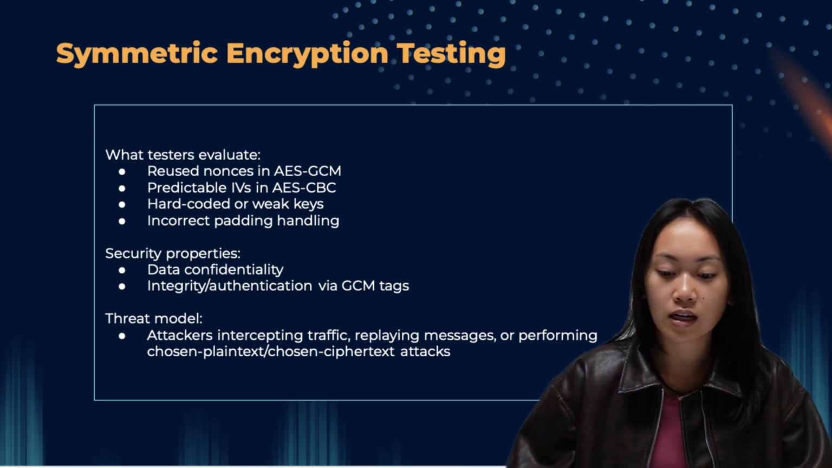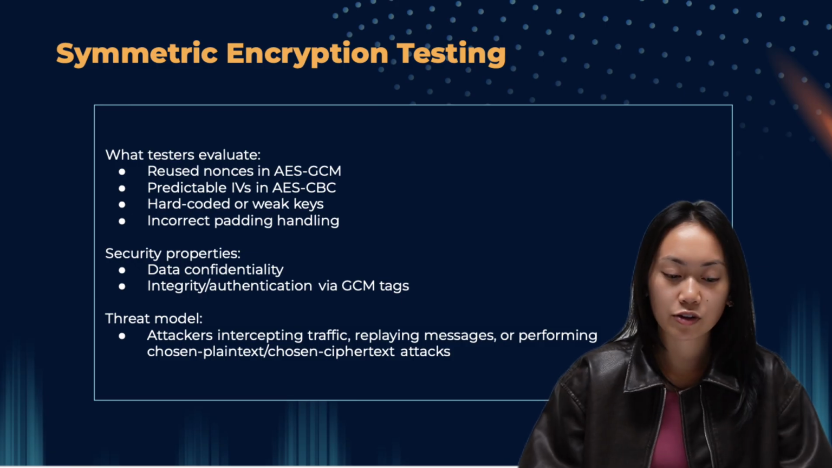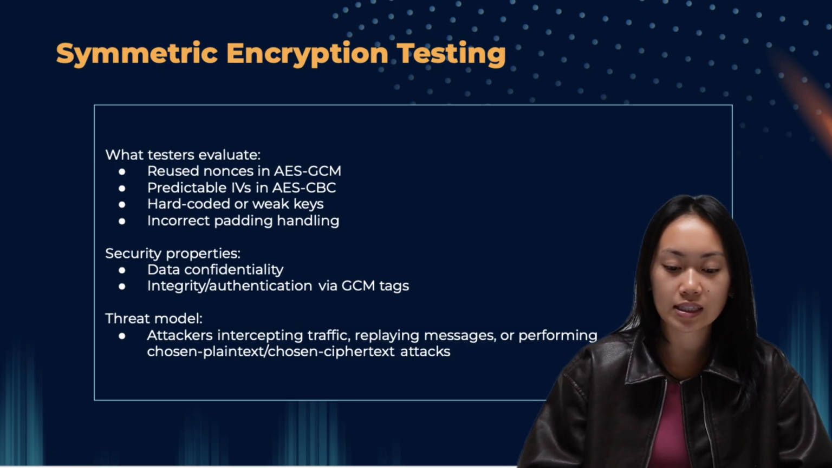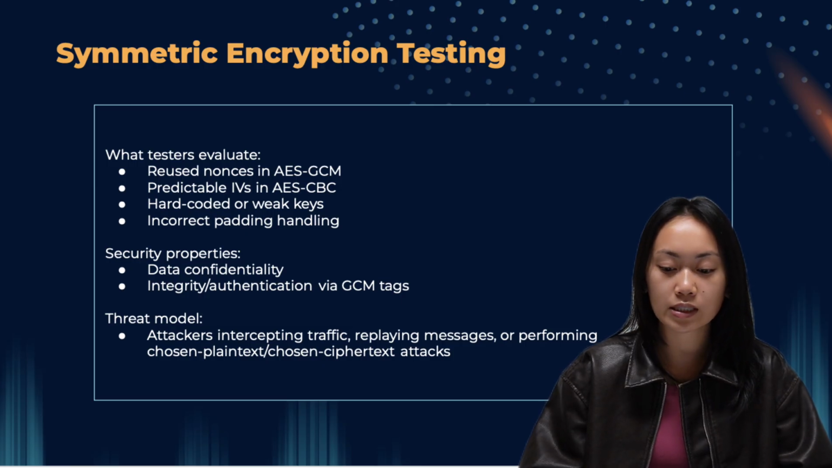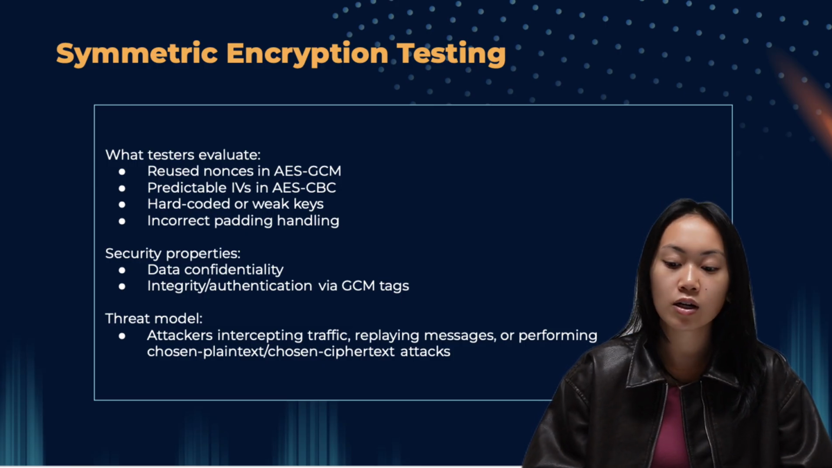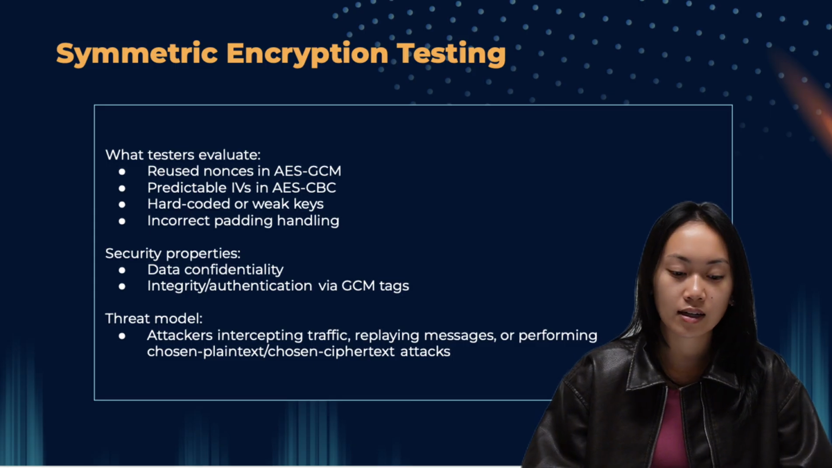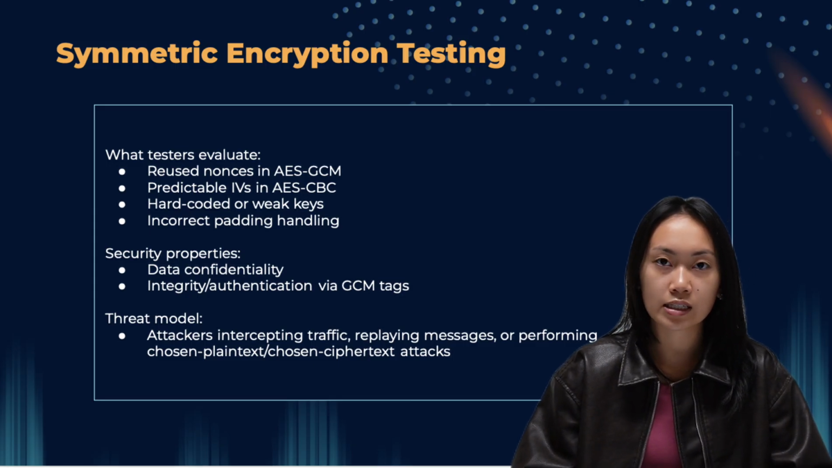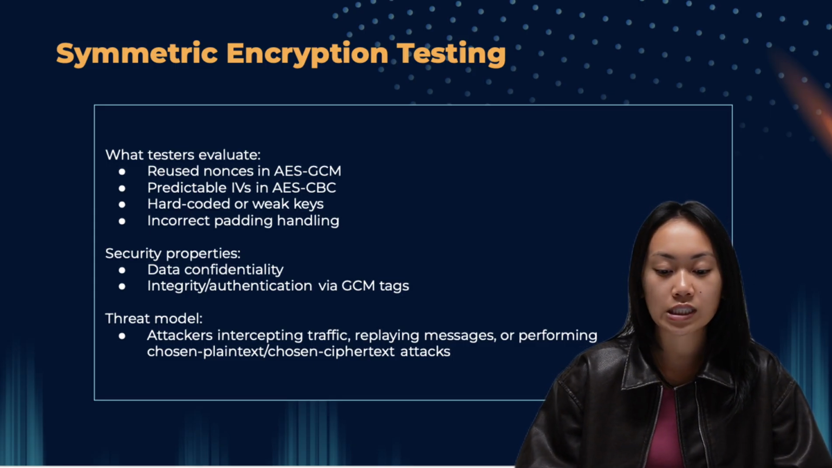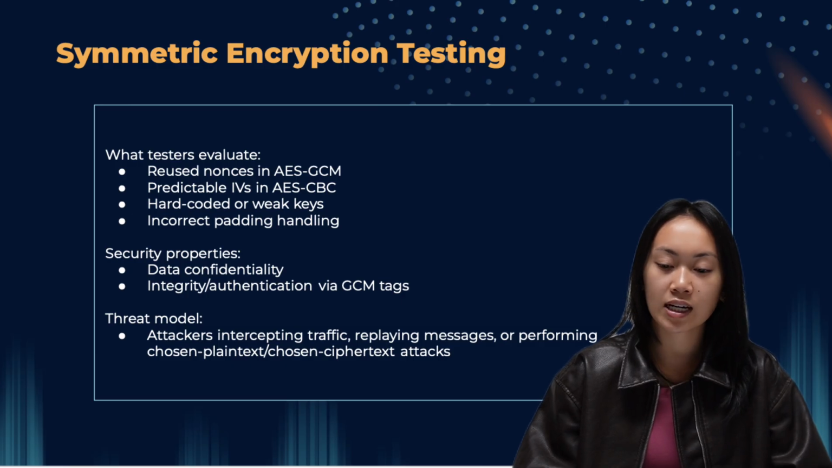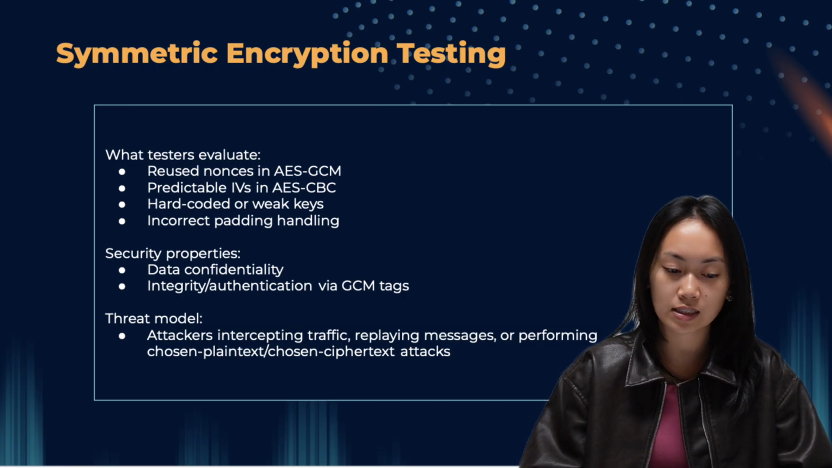The threat model is that pen testers simulate attackers who intercept encrypted traffic, replay messages, or attempt to perform chosen plaintext or chosen ciphertext attacks. If AES is used incorrectly, such as nonce reuse in GCM, testers can recover plaintext or forge valid ciphertexts.